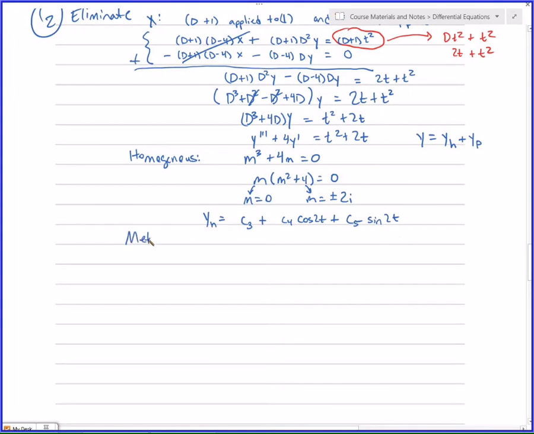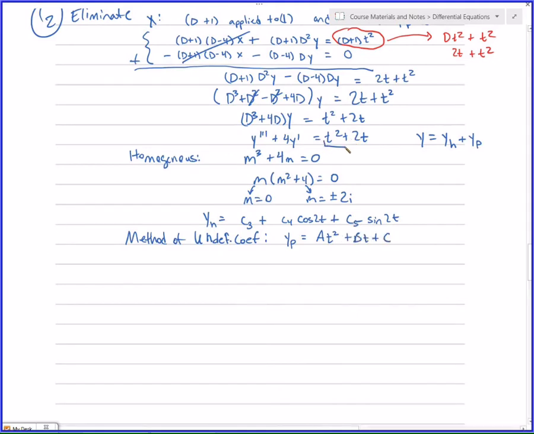Let's use method of undetermined coefficients. Somebody snickered at my abbreviations before, so I wrote it down a little bit more this time. MOUC, method of undetermined coefficients. Y sub p, what's your guess? Same as last time. Is it?